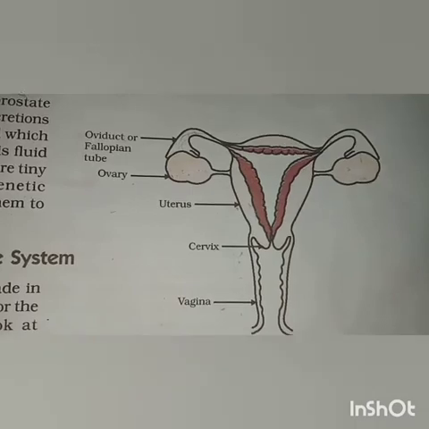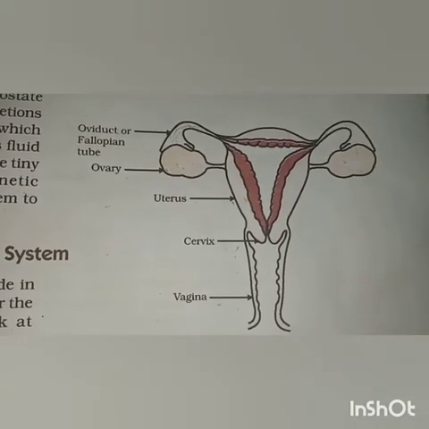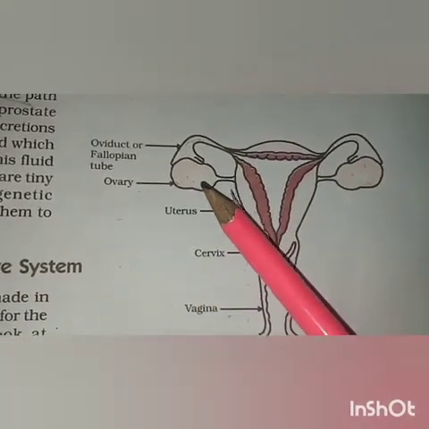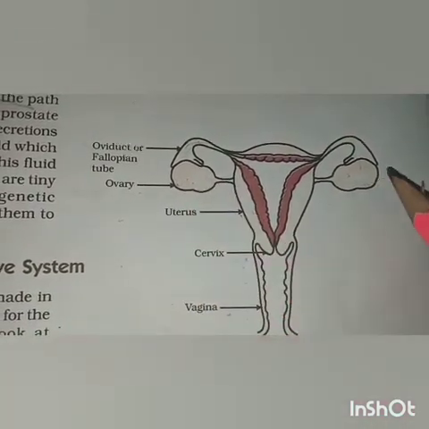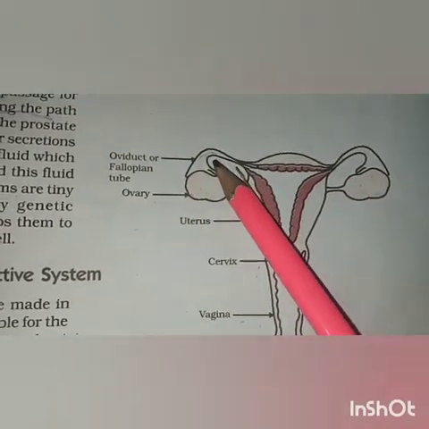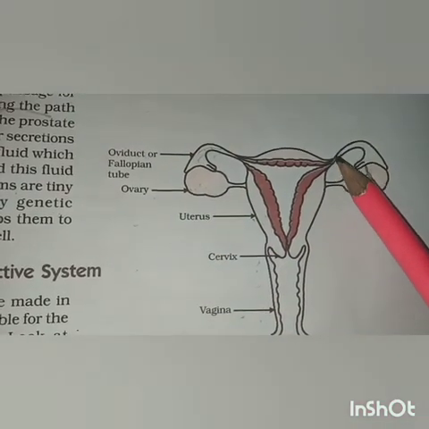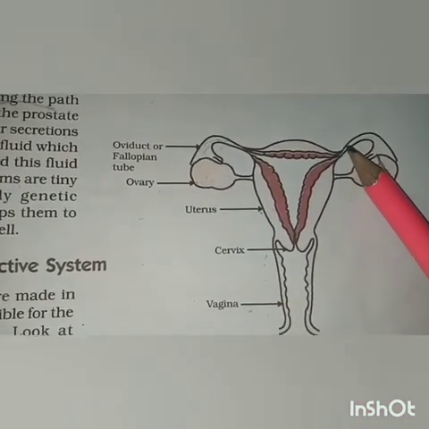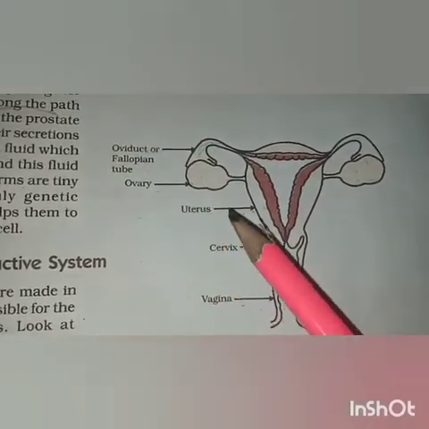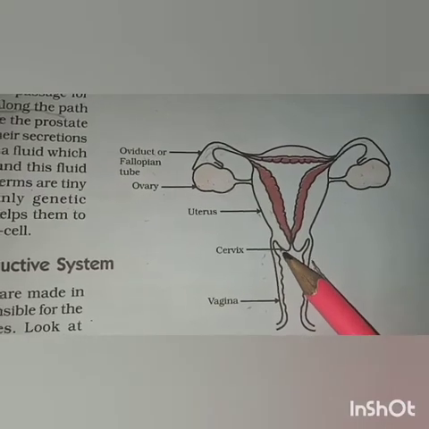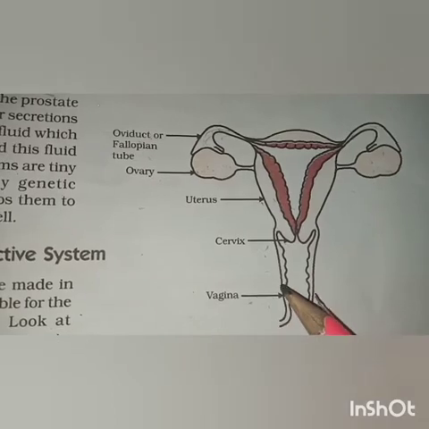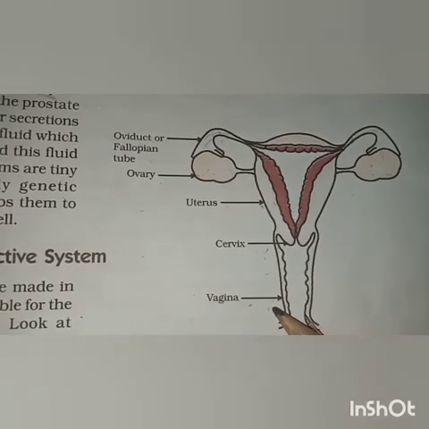Children, this is the human female reproductive system. And the human female reproductive system consists of a pair of ovaries. You can see two ovaries here. Then fallopian tube. Here one fallopian tube is there, and on this side also one fallopian tube is there. It is also called oviduct. Then uterus, cervix and vagina. These are the different parts of the human female reproductive system.